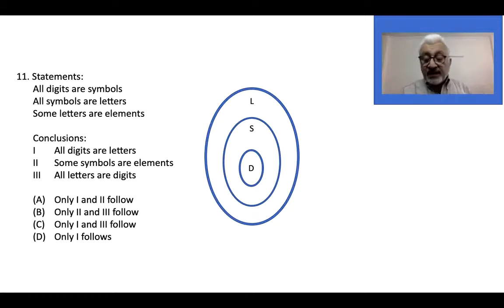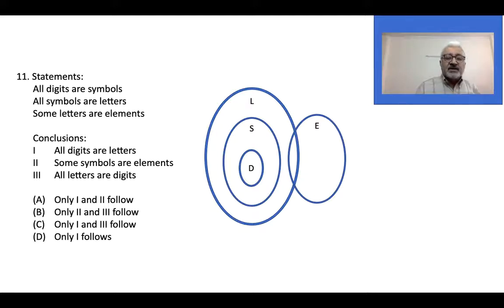All right. And he says the third statement says that some letters are elements. So elements have some overlap with letters. Has he said that you should have an overlap with symbols and digits also? No. So I am only showing an overlap between letters and elements.